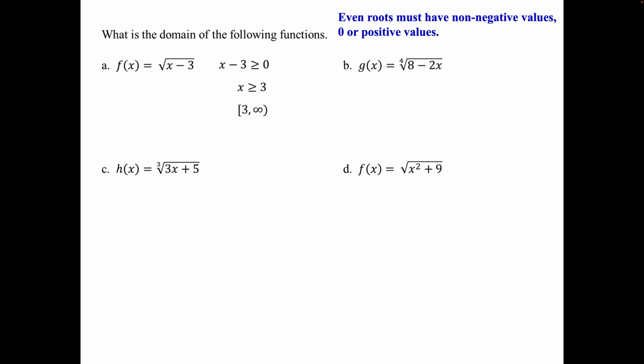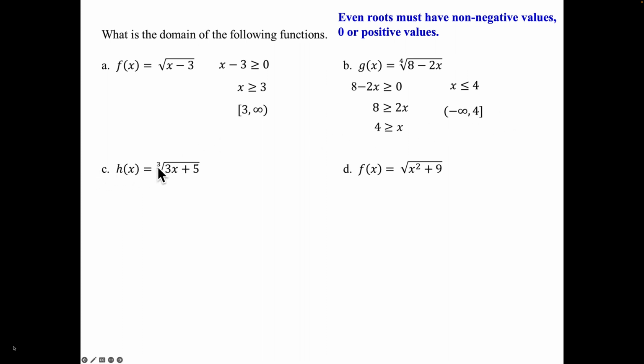B, g of x equals the fourth root. Okay, it's an even root, 8 minus 2x. Set it greater than or equal to 0. Now, I don't like negative variables, so I would add the 2x over to the other side because I like my variable term to be positive right away. Divide both sides by 2. 4 is greater than or equal to x. Or if you want the x first, you switch everything around. X is less than or equal to 4. See, it's pointing to the x. It still has to point to the x on the left side. And that's going to be negative infinity, comma, 4 bracket.